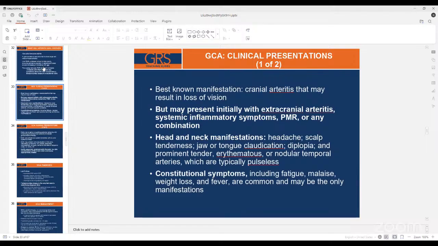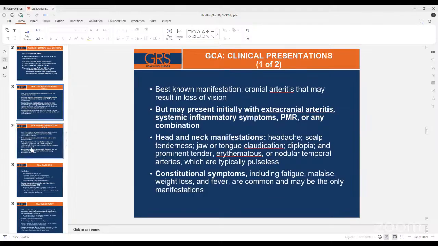The best known manifestation is cranial arteritis that may result in loss of vision. Patients usually present with headache, either a new headache or, if the patient has a history of headache, a new type of headache. The headache is usually dull, affecting the temporal and occipital sides of the scalp. Other symptoms implying cranial arteritis include jaw claudication.